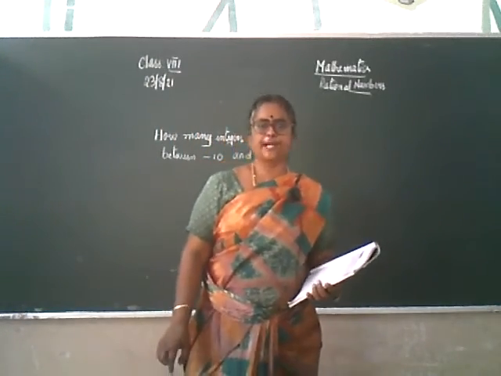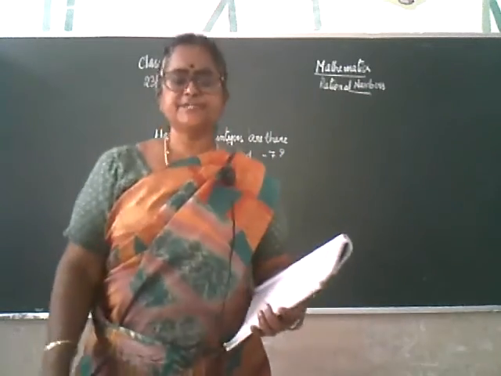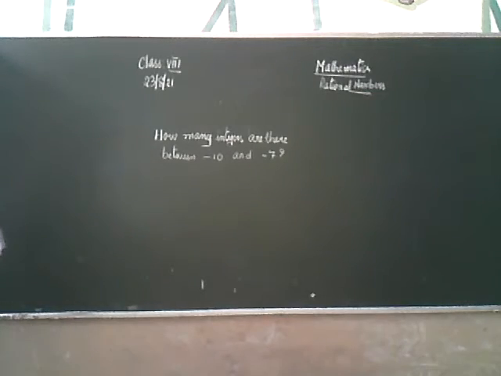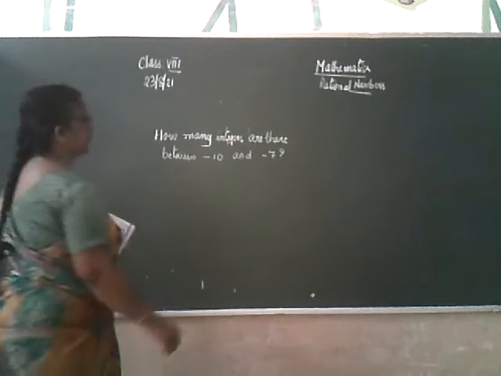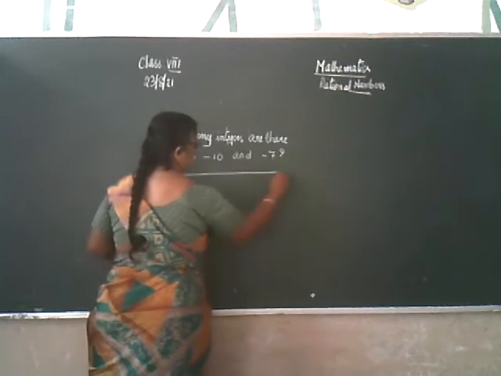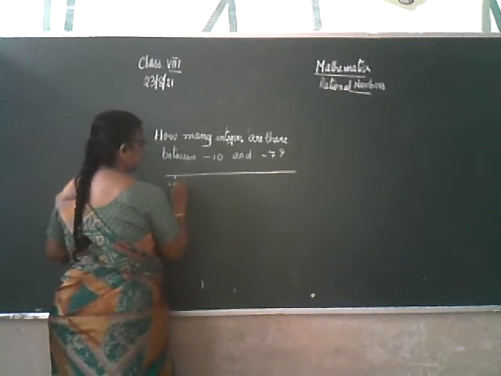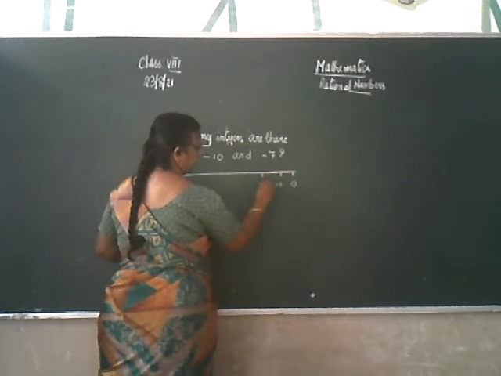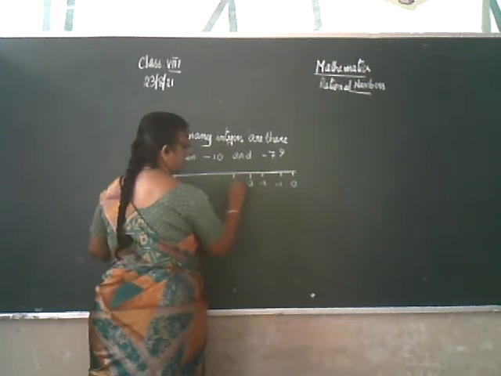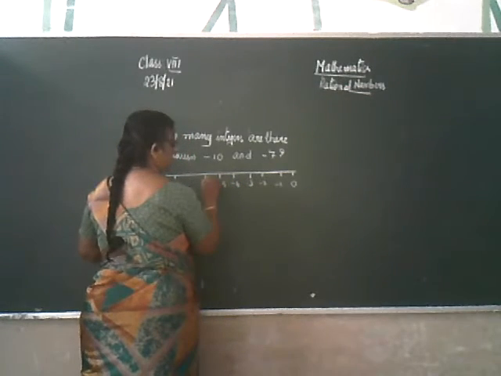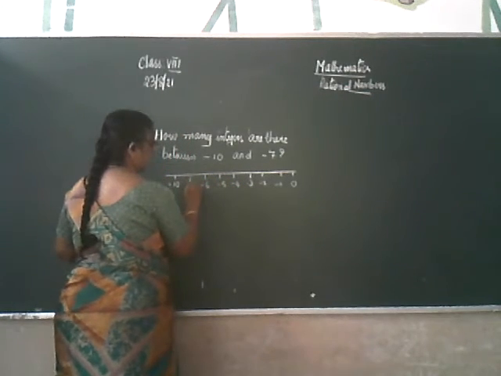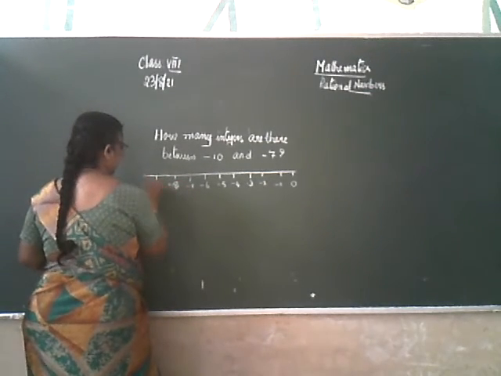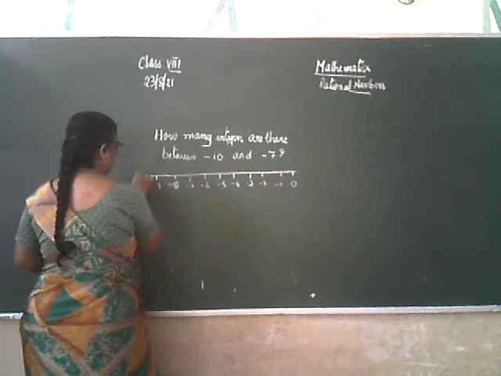So let me continue rational numbers. Let us first find out how many integers are there between minus 10 and minus 7. If you see the number line, what is there? 0, minus 1, minus 2, minus 3, minus 4, minus 5, minus 6, minus 7, minus 8, minus 9, minus 10.